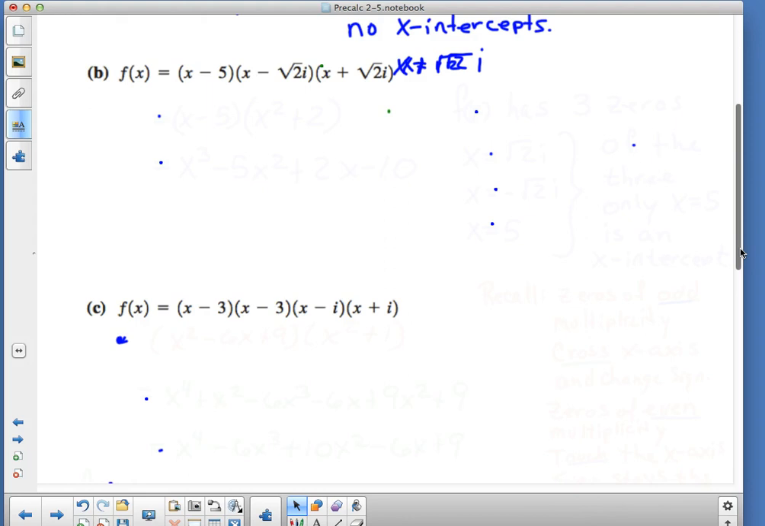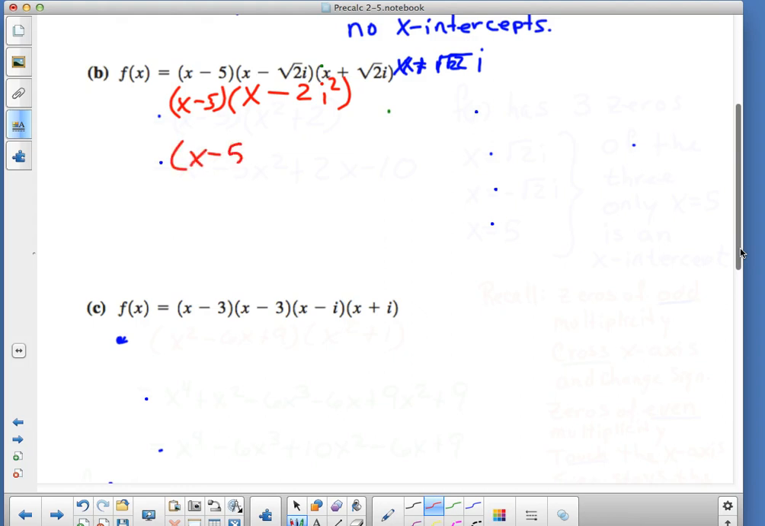So when I'm doing this first one, I've got x minus 5, and I've got x minus the square root of 2i and x plus the square root of 2i. Well, there's the difference of two squares. So I've got x squared plus 2, because that i squared is negative 1. I'm going to go a little slower just so you see that it's going to be this. And then I have x plus 2. And it should be x squared. I apologize for not putting that in. X squared plus 2 as we're doing that. Are you okay with this so far?